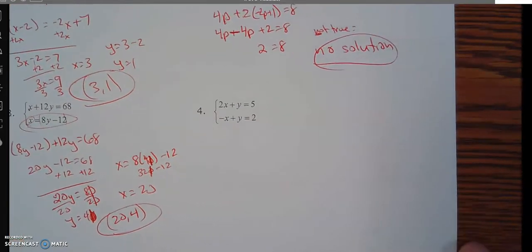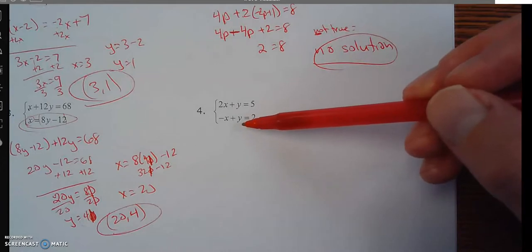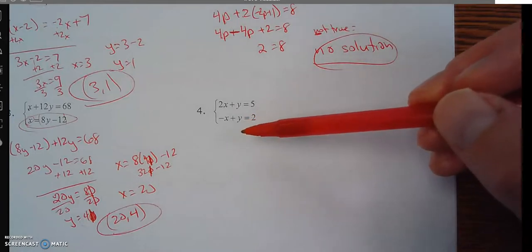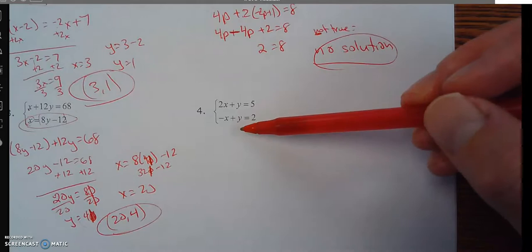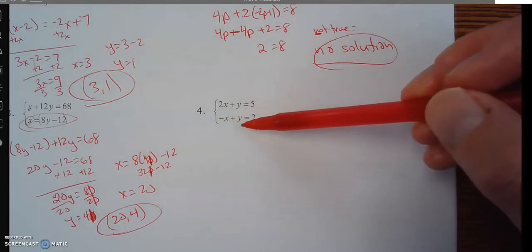Now the next one is not set up for substitution. This is set up better for elimination. But let's say I have to use substitution, just to get used to it. Pick one of these variables and solve for it.